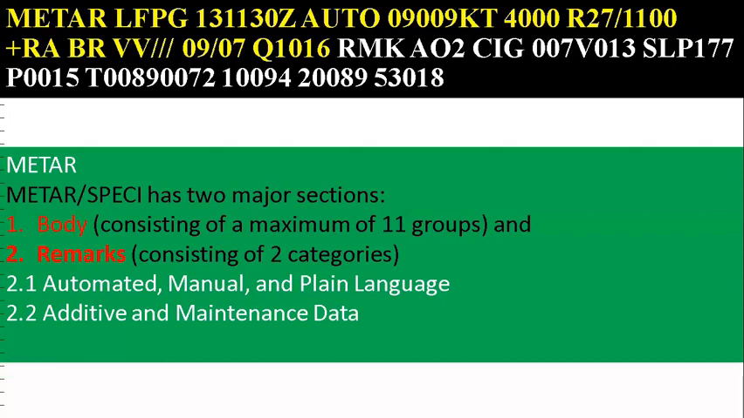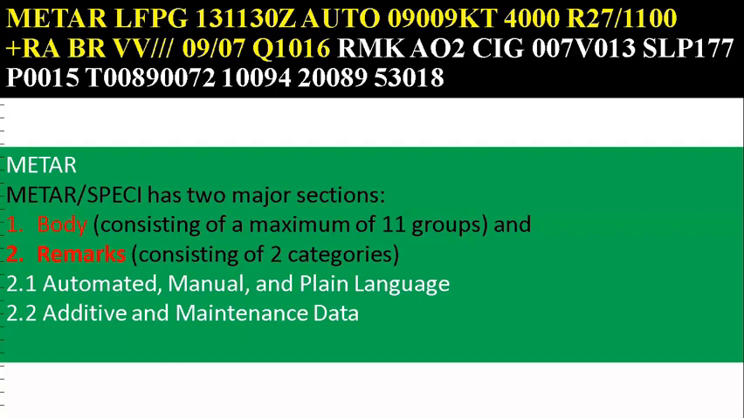Visibility is 4,000 meters. Here we have given one example for RVR. If RVR is given, it will be like RVR for runway 27 is 1,100 meters. Plus means heavy rain. Then BR is mist. Vertical visibility /// means it's not available. 09 is temperature in degrees Celsius, /07 is dew point in degrees Celsius. Then QNH altimeter setting is 1016 hectopascal.